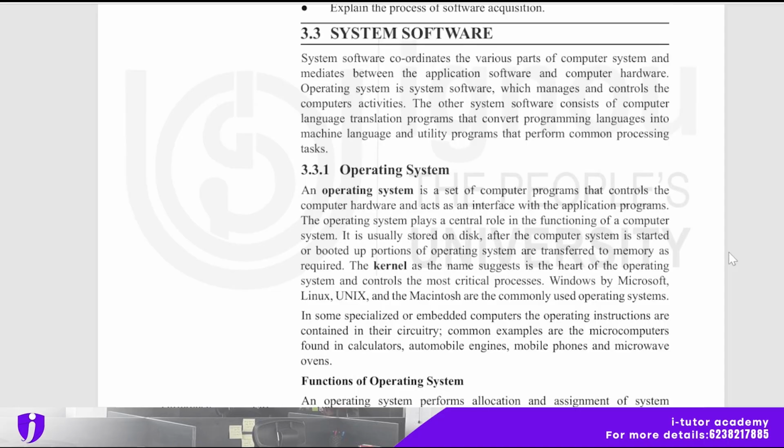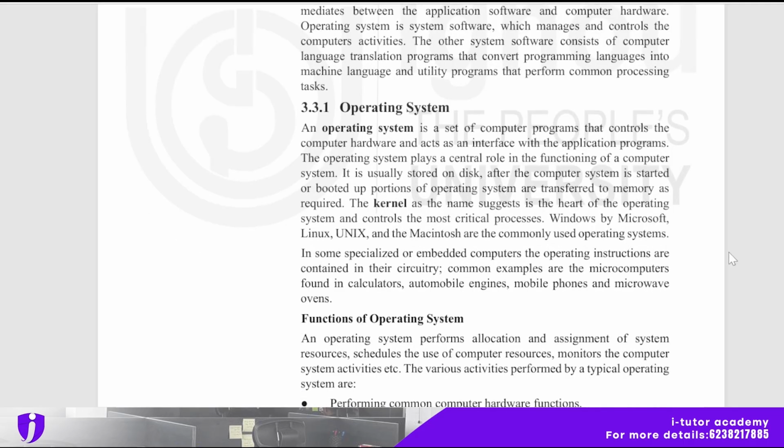System software coordinates the various parts of a computer system and mediates between the application software and computer hardware. Operating system is a system software which manages and controls the computer's activities. The other system software consists of computer language translation programs that convert programming languages into machine language, and utility programs that perform common processing tasks.